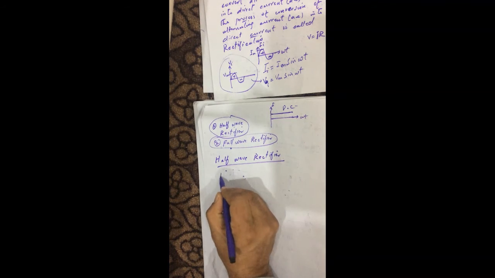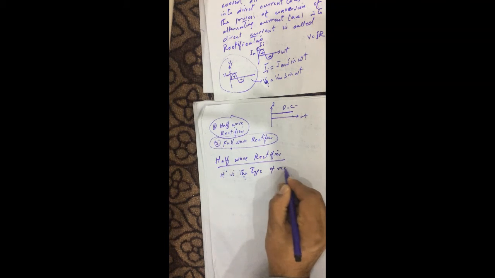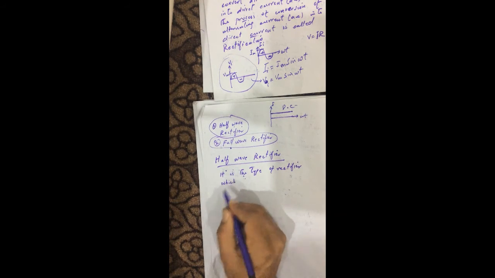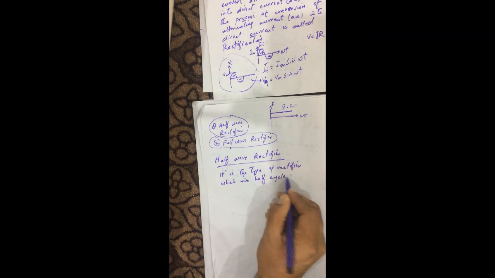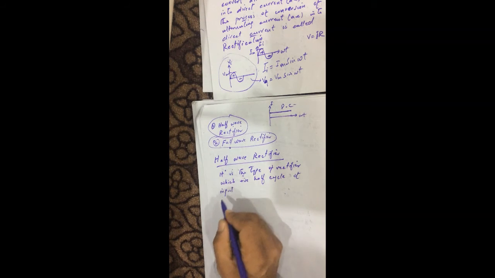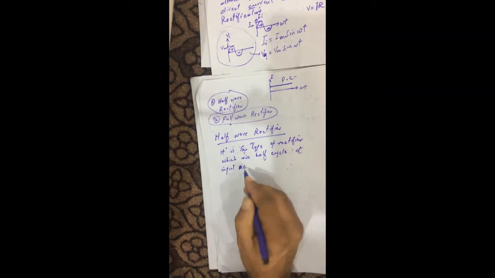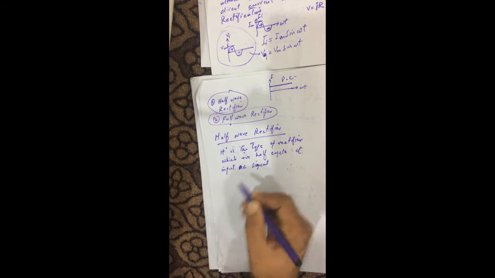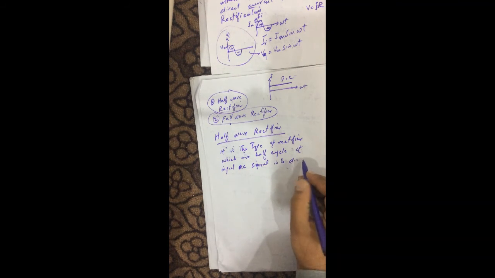Now, how we can define it? It is the type of rectifier which converts the positive half cycle of input AC signal, alternating current signal, into DC signal, DC output signal.